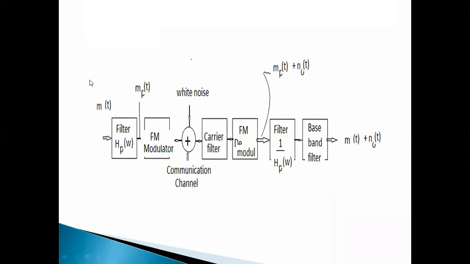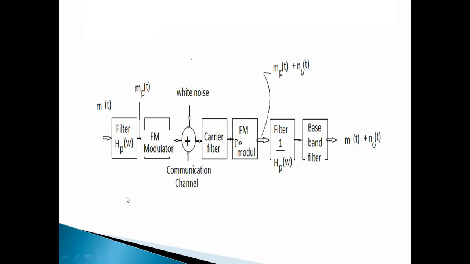As an example, the M of t signal has a voltage level of 0 to 2 volts, whereas the MP of t signal has a voltage level of 0 to 10 volts. So likewise, the enhancement takes place by using the filter. This is the process of enhancement. The voltage level has to be improved from the original level to some hypothetical level. That is given to the FM modulator.